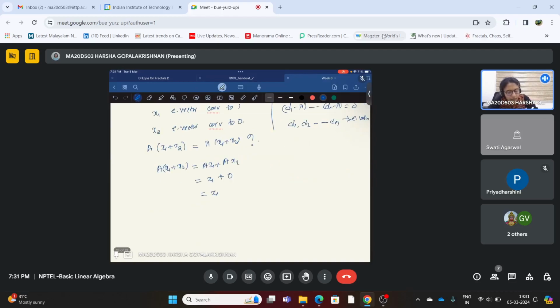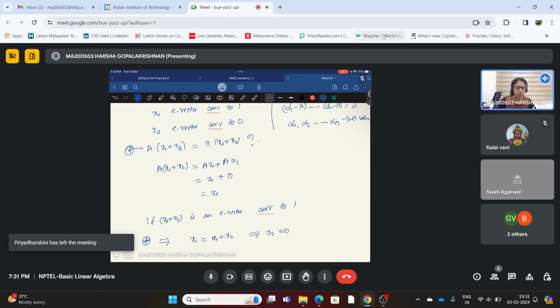Now, if x1 plus x2 is an eigenvector, either it should be corresponding to 1 or it should be corresponding to 0. Suppose x1 plus x2 is an eigenvector corresponding to 1. Then from the star equation, x1 should be equal to x1 plus x2. That implies x2 equals 0. But it is a contradiction because x2 is an eigenvector, so it should be non-zero.